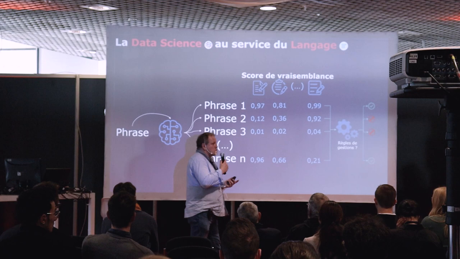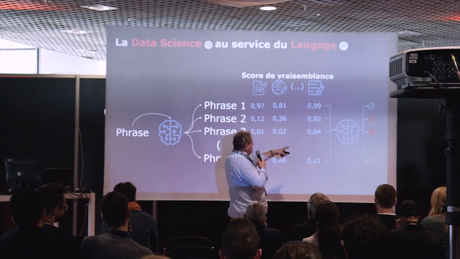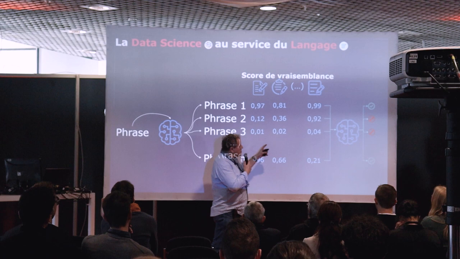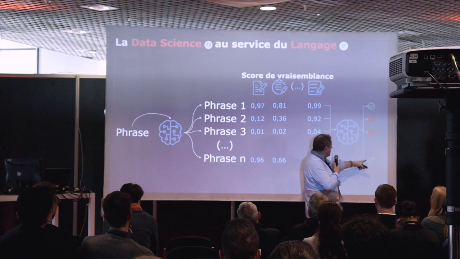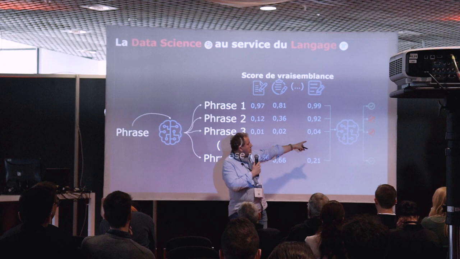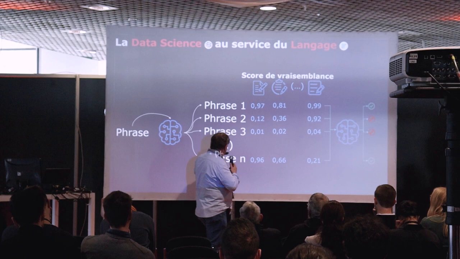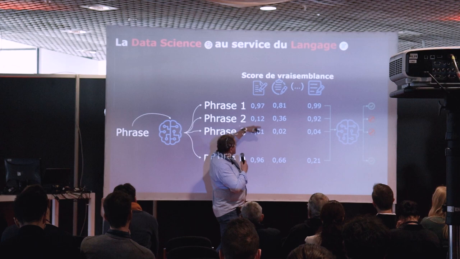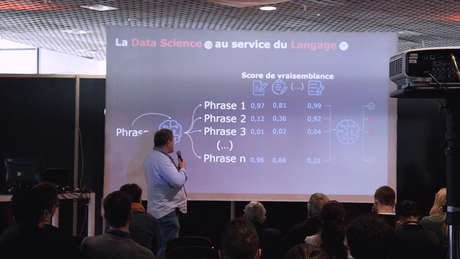So we have a model here, because this is exactly tabular data. And it's supervised AI, because for the training phase, we know that this sentence is good, this one is not, this one is not, this one is good. So we put the vector in a classifier with two classes, good and not good, and we train with a labeled dataset, we train on all the scores.